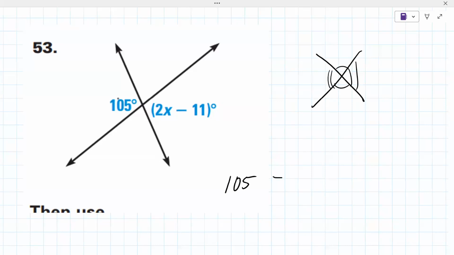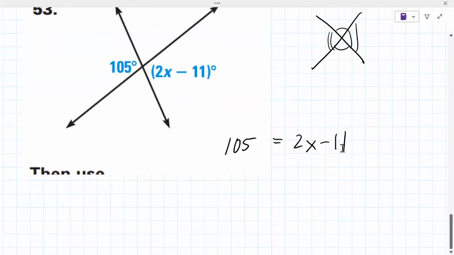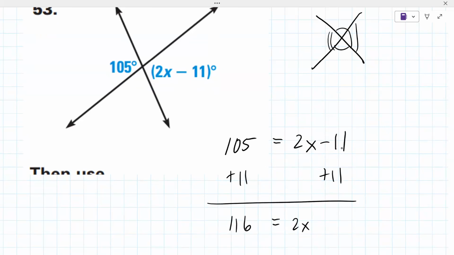So we're going to set these equal: 105 equals 2x minus 11. Look at the side with the variable, so you don't care about that side. 2x minus 11. And then what do you undo first? Multiplication, division, or addition and subtraction? I added 11. Good. Add 11 to both sides. So 116 equals 2x.